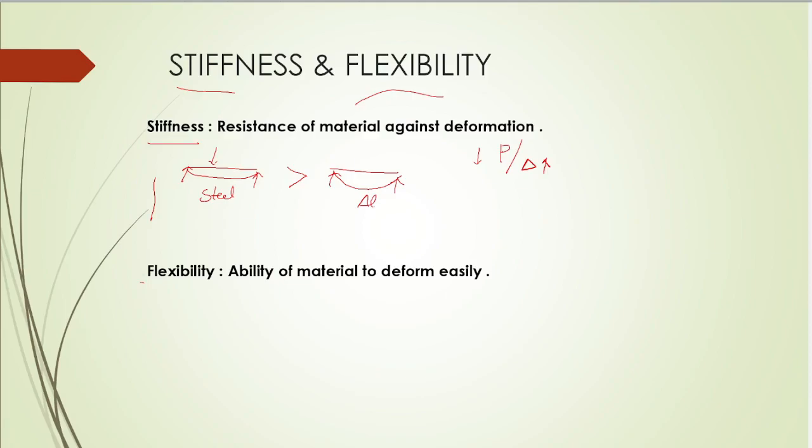Now let's see flexibility. Flexibility is exactly opposite to stiffness, which is nothing but deformation per unit load. Generally we say this metal is more flexible, that means easily deformable. So the more the flexibility, the more the deformation. Here aluminium is more flexible than steel.